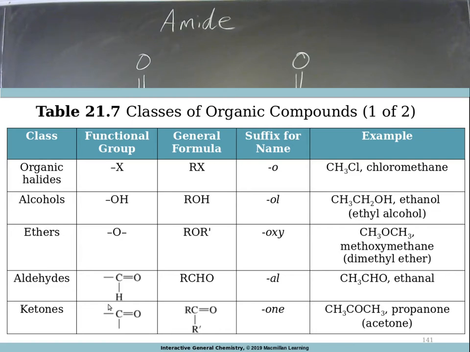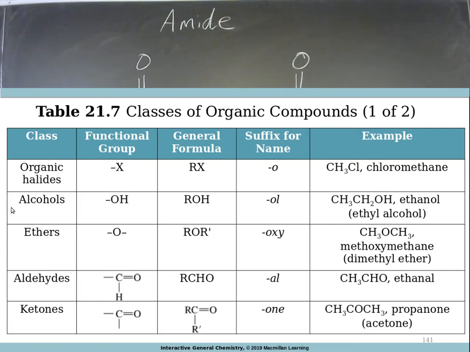And then ethers, you're going to take the shorter of the 2 chains and give it an oxy ending, and then just take the parent name for the longer chain. So here we've got methoxymethane, because there's a methyl on either side. If they wanted to make it a little bit more instructive, they would have made them different, like maybe a methoxyethane. And so the ethane is the longer chain, and the methoxy is the shorter chain.